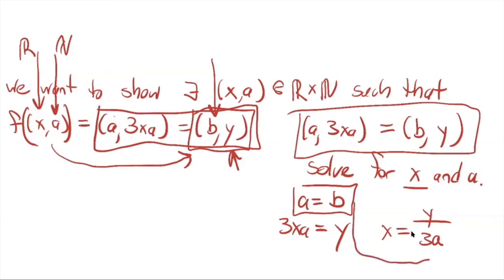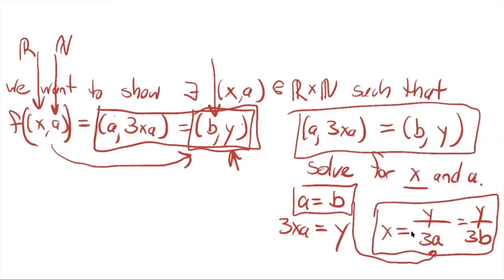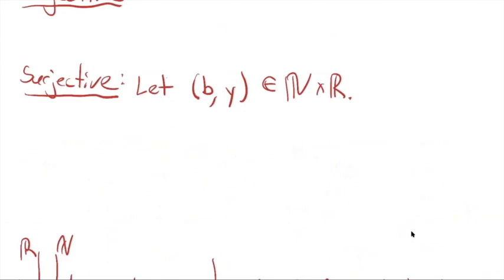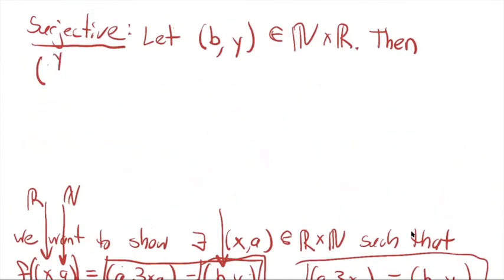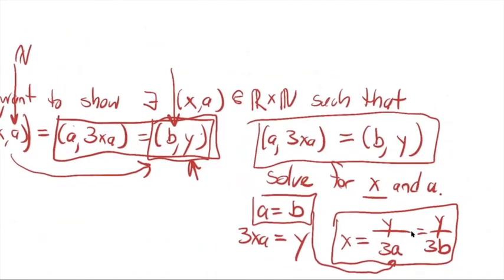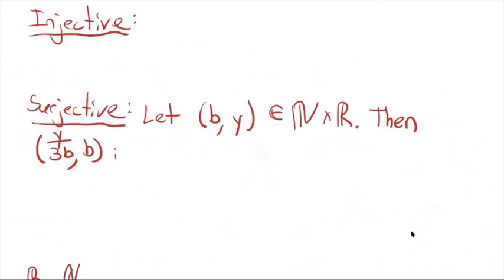And we already found up here that a needs to equal b if we're going to get b as the first coordinate in the output. Kind of did some scratch work over here, and I actually figured out what the input needs to be in order to get that output. So in other words, if I take the point x equal to y over 3b, so let's consider this point, which sits inside of the domain, which is an element in the domain.